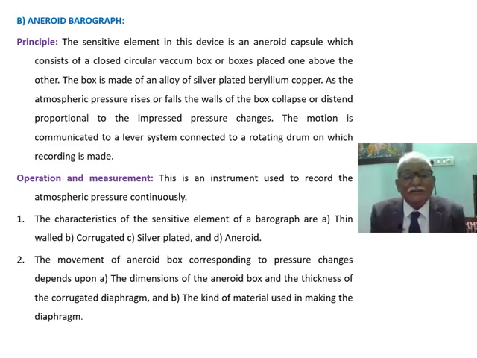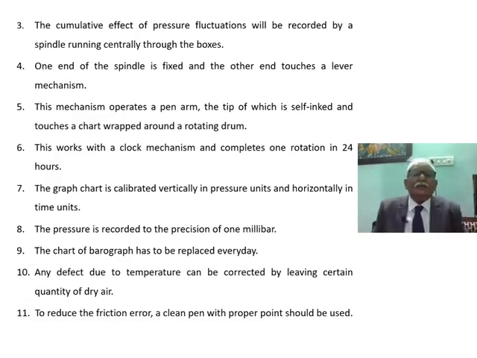So, the characteristics of the sensitive element of the barograph are thin walled, corrugated, silver plated, and aneroid. The movement of the aneroid box corresponding to pressure changes depends upon the dimensions of the aneroid box and the kind of material used. So how is it being done? The cumulative effect of the pressure fluctuations will be recorded by a spindle running vertically through the boxes.